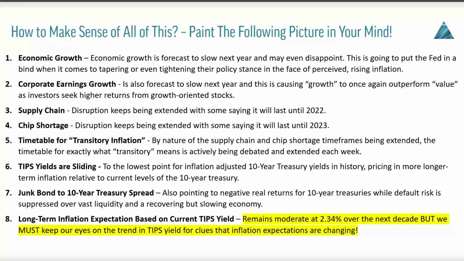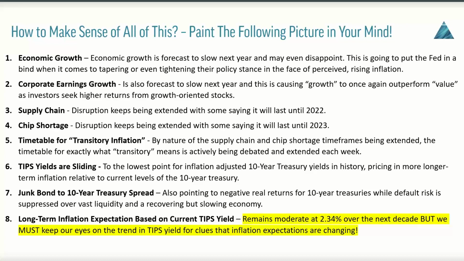So we also know that corporate earnings growth is also forecast to slow next year, right? We know that. I just showed you the charts on the growth versus value trade. This is literally what's caused the growth group of stocks to once again outperform the value basket as investors are seeking those higher returns out of growth-oriented stocks. I showed you the actual returns of the S&P growth versus value ETF. And since about May 10th, we've had outperformance of that growth basket.